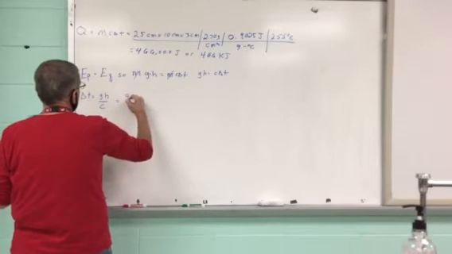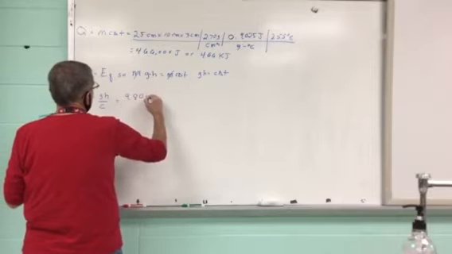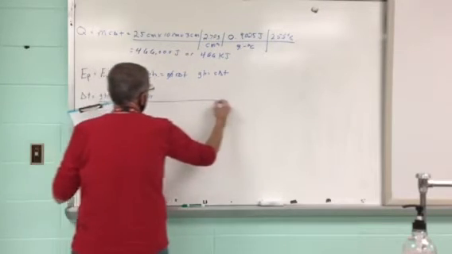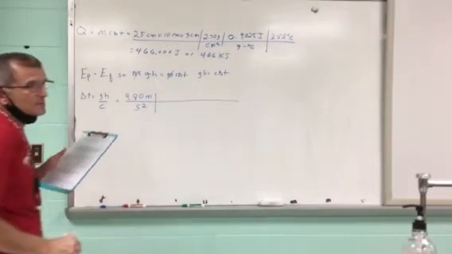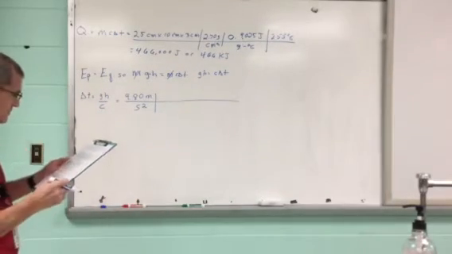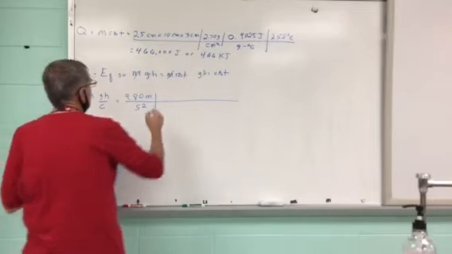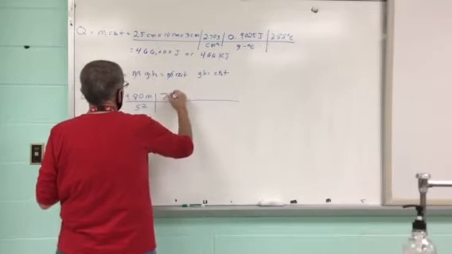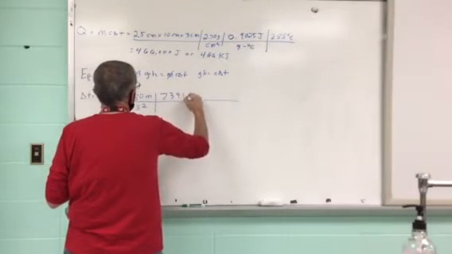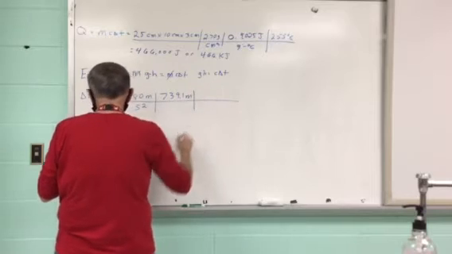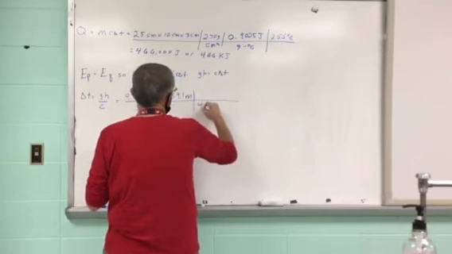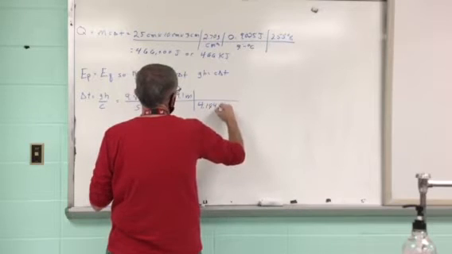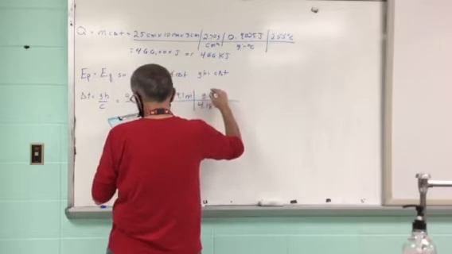g, we're told, is 9.80 meters per second squared. This is a great problem for keeping track of units, for those of you who don't like to do that very well. Height is 739.1 meters. The C, we know for water, is 4.184 joules per gram degrees Celsius.